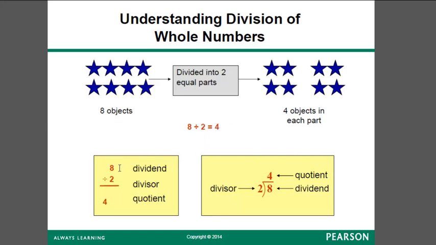8 is considered our dividend, what we're dividing into the groups of. 2 is our divisor. How many groups do we want? 4 is our quotient. How many will be in each group? We can write it one of 3 ways. This is our horizontal way, this is a vertical way, and this is the way that we are used to seeing long division. We will continue using some of these.